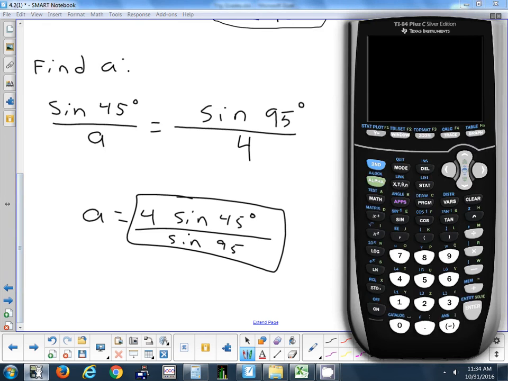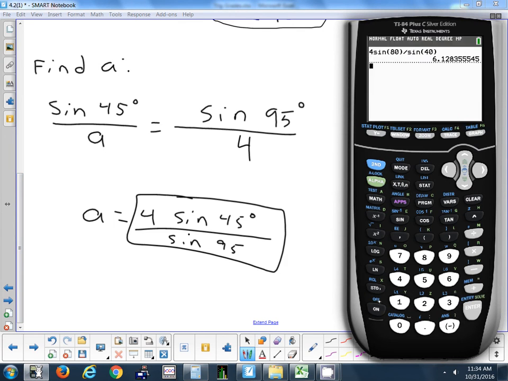Just type it in and make sure we get our answer. Again, I'm not going to round anything off till the very end. On the test, if you round things off before the end, you're probably going to end up losing points. I'll show you why. 4 sine 45 divided by sine 95, and we get 2.839.